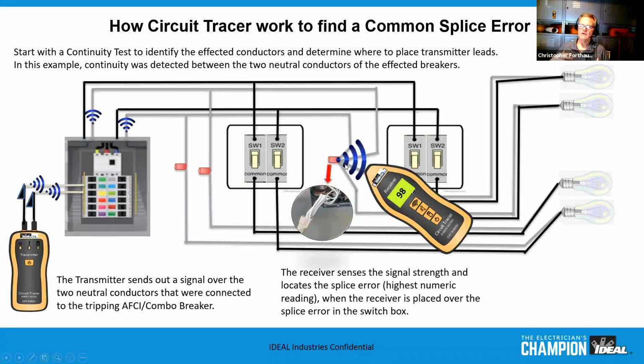So when we've actually done this out in the field, mostly they tend to be under lights or devices under the plates. Basically, once you connect this, you go into that respective room and you just place the receiver over those particular devices, and the device where the splice neutral or splice error is will be the highest reading.